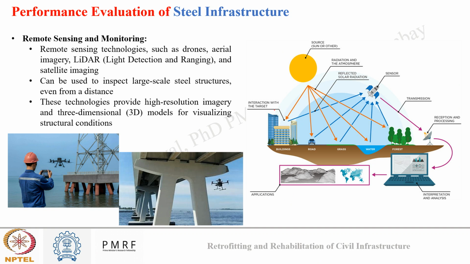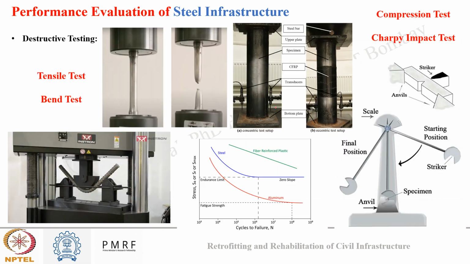So what happens, there we have a source. Okay, source will emit some radiations. Okay, these radiations will be reflected back from the building, and they will get captured by the sensors, which will then send this radiation to a reception or a processing unit, where from the processing unit the data will be interpreted and analyzed to see how much distress is there in the building. So this is also a very complex method in which inspection of infrastructure can be carried out.